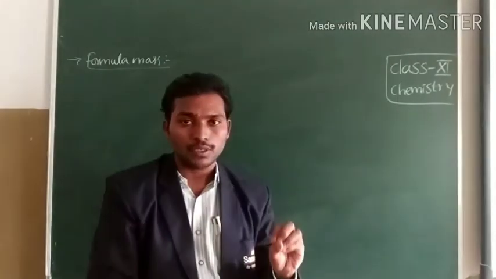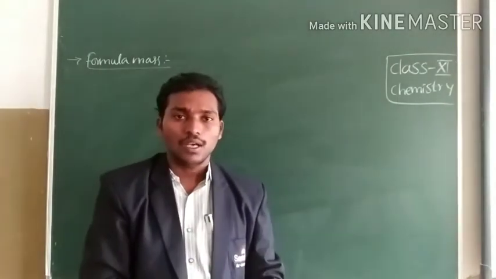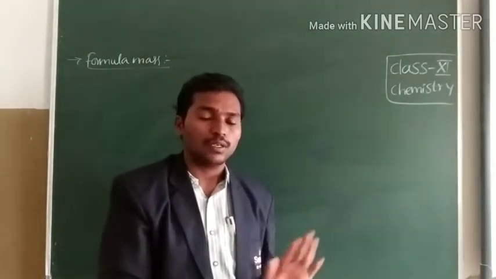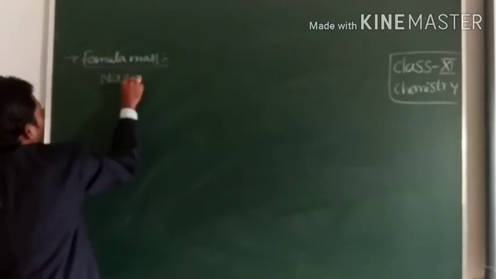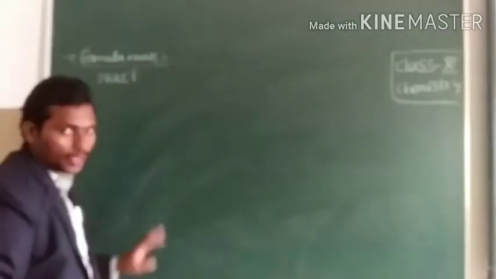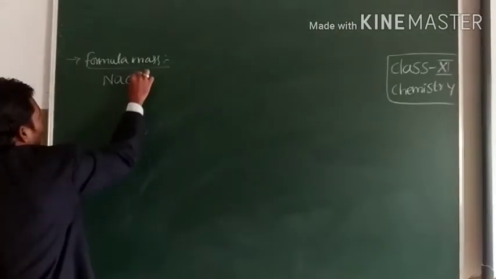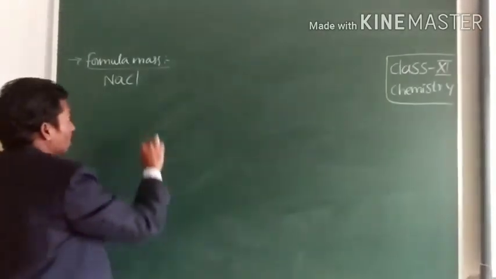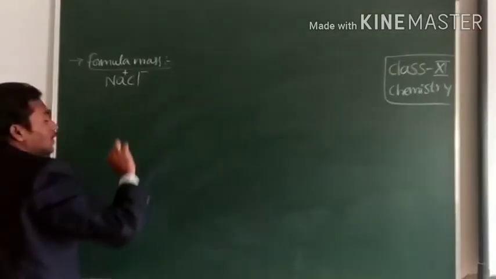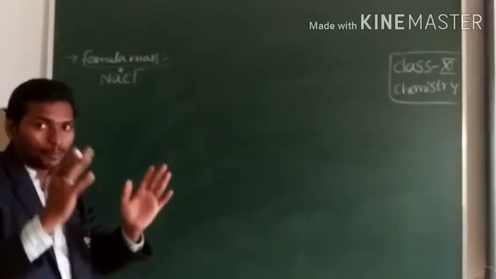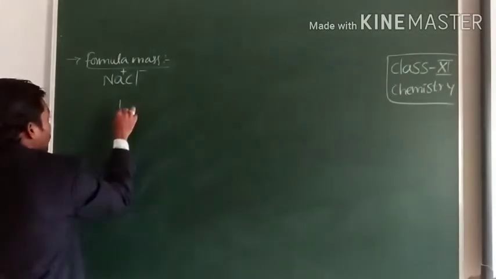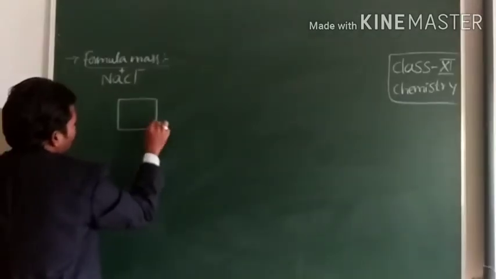So formula unit mass is only applicable for ionic compounds but not any other compound. For example, sodium chloride. It is an example of an ionic compound, because here the cation is sodium, the anion is chloride, and sodium chloride has a BCC structure. BCC means body centered cubic crystal structure.